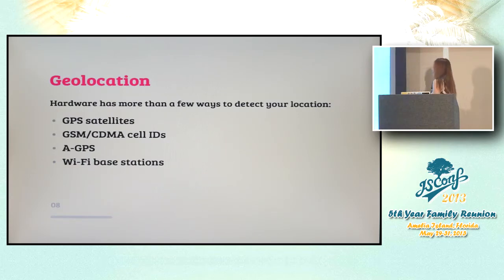Geolocation is another thing I don't really have to explain too much. I'm pretty sure everybody here already knows. But this is another way that you can access hardware. There are more than a few ways to do it, because your device doesn't necessarily have to have GPS. It's either detecting the user's current location by GPS, satellite, actual GPS, or cell IDs. And assisted GPS is software-based or Wi-Fi-based stations.